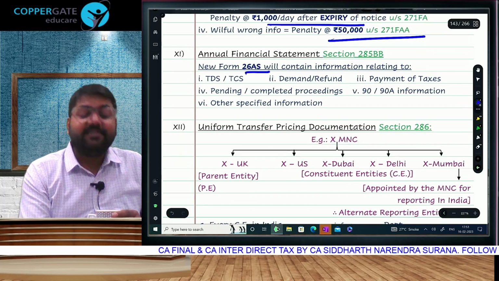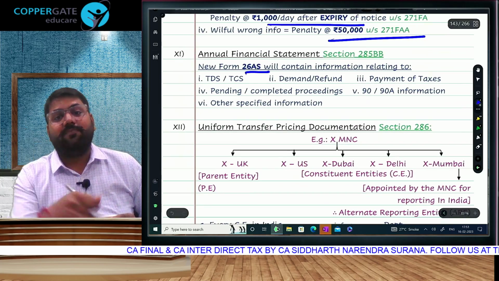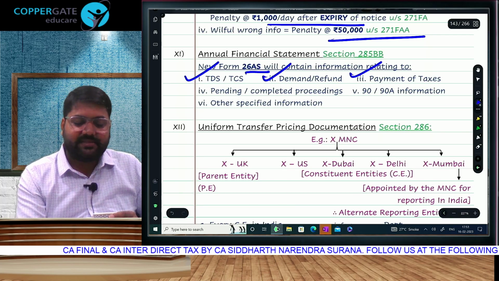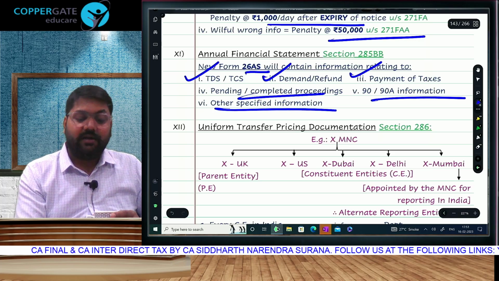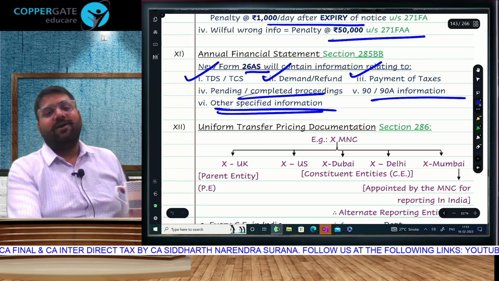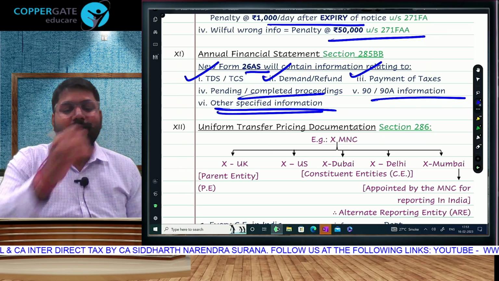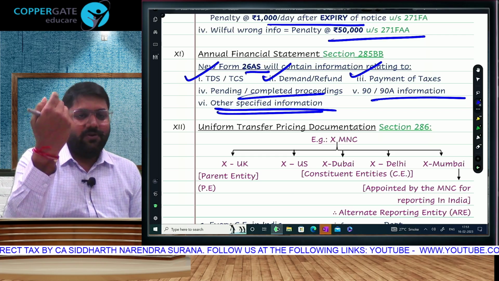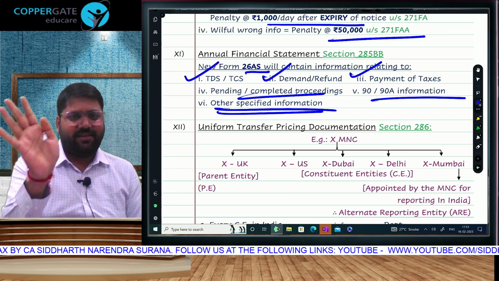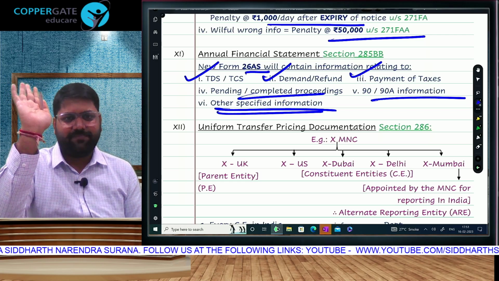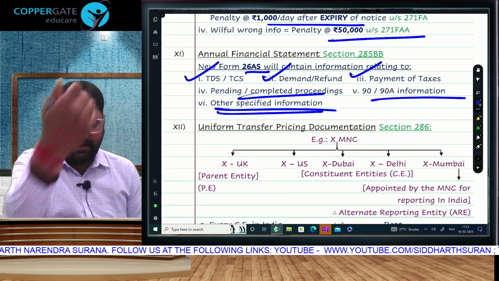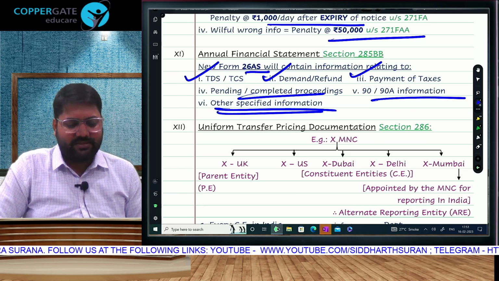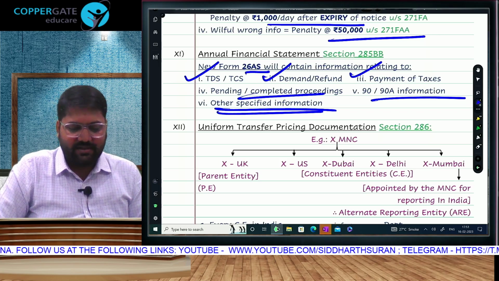There will be an annual financial statement, your AIS, TIS in your form, everything we will upload. TDS, TCS detail, demand and refund, payment of taxes, pending and completed proceedings, bilateral information, and other specified information. Your GST transactions they are putting, your bank interest they are putting, your interest on income tax refund they are putting, your life insurance, medical and what not, whatever financial transaction you have done, everything they are putting in your AIS, TIS, meaning they know about you more than you know about yourself, AIS, TIS, correct or not?